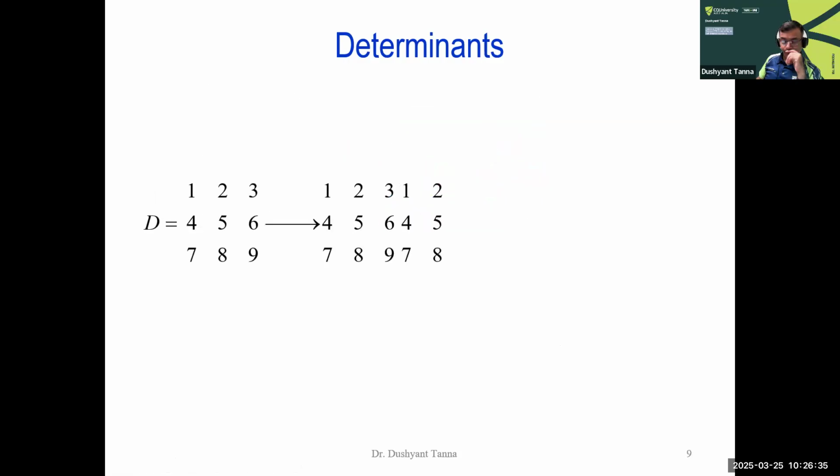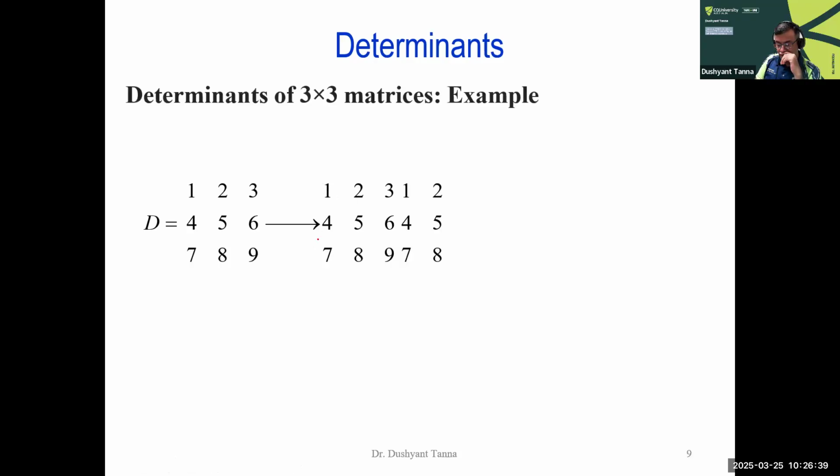Let's look at an example. What we do, 1, 2, 3, 4, 5, 6, 7, 8, 9. If that's the matrix, we extend two columns. We write 1, 2, 4, 5, 7, 8. First two columns are extended. Okay, now what we do?